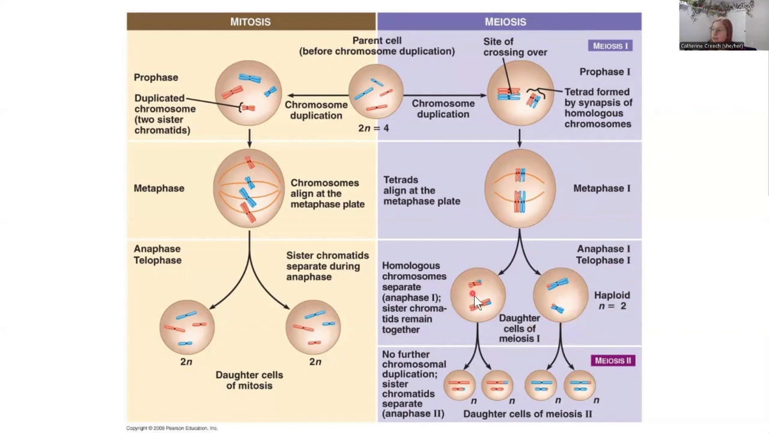In the next round of division, your sister chromatids will line up on the metaphase plate, and they will be separated so that when you are done, you have 4 daughter cells. Each is genetically different from each other, and each is genetically different from the mother cell. And these are haploid, where we started with a diploid organism. So now there's only 2 chromosomes in here, where there were 4 in the beginning cell.